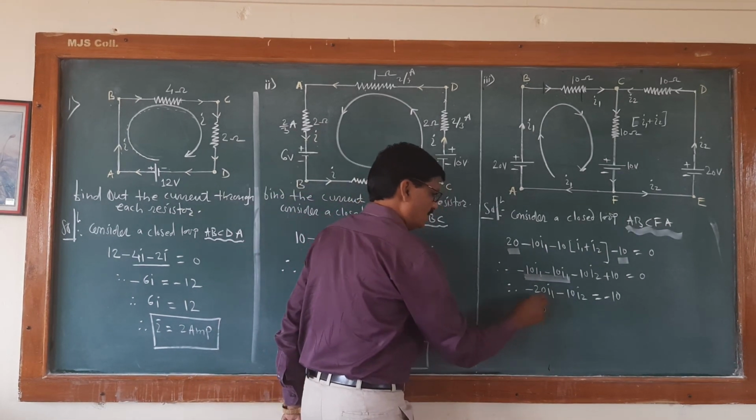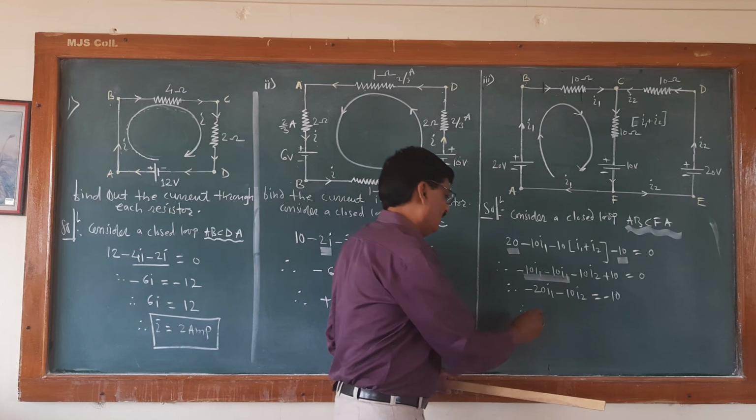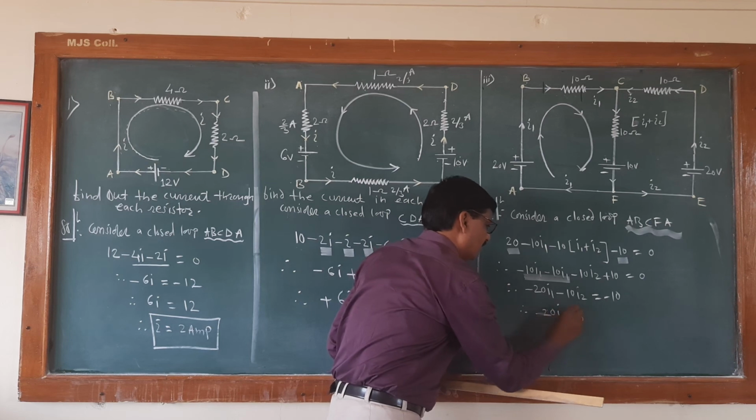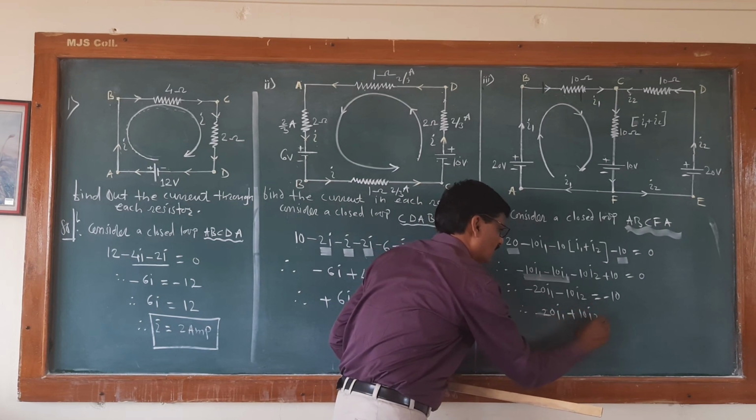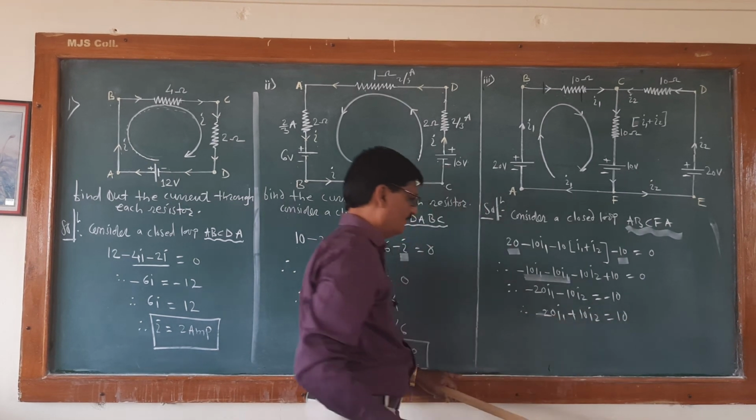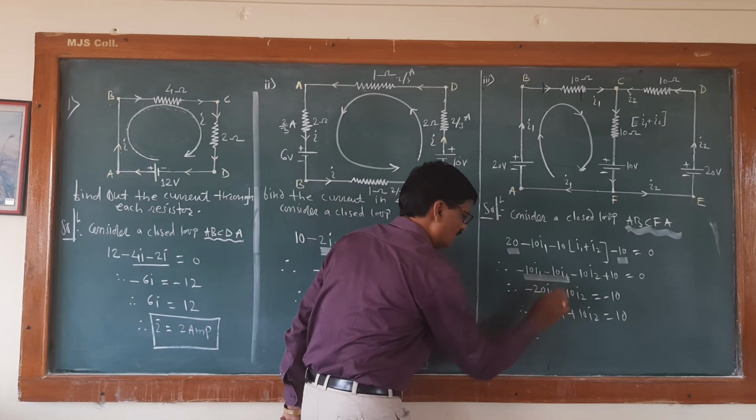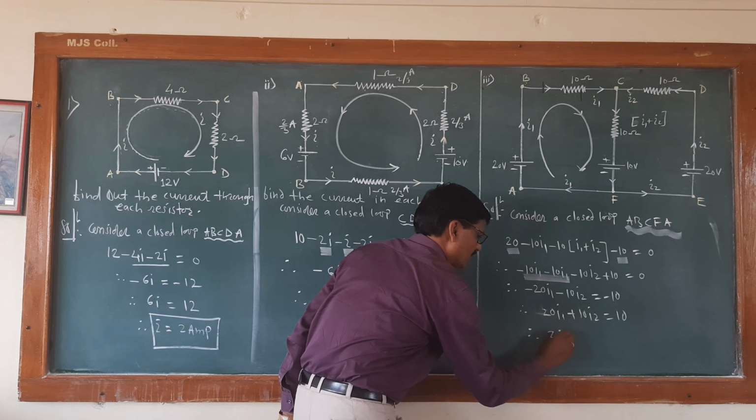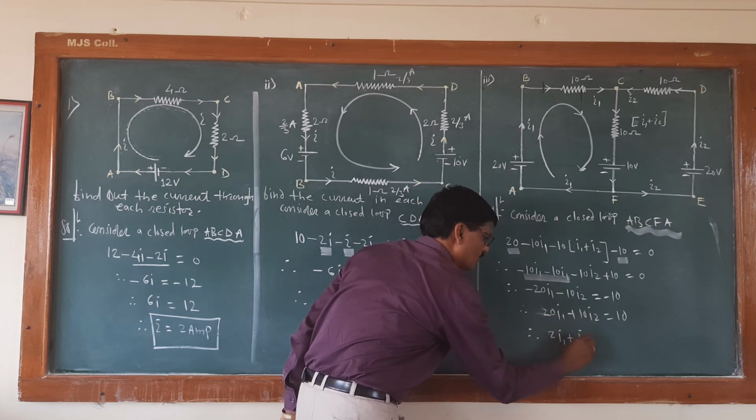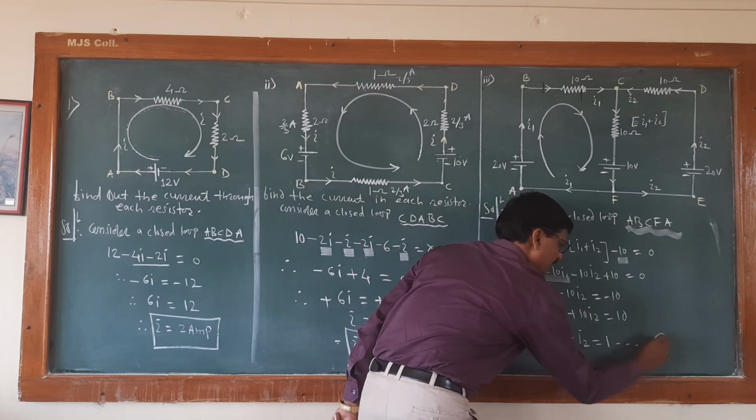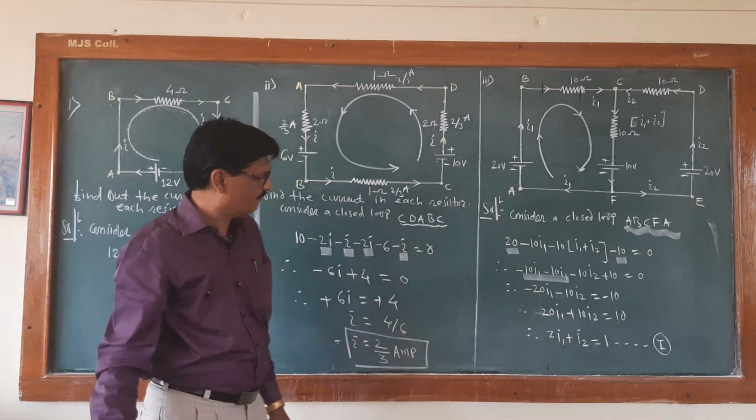Therefore, dividing by 10, we get 20 times I1 plus 10 times I2 is equal to 10. And therefore, we can write down here 2 times I1 plus I2 is equal to 1. Suppose this is my equation number 1.